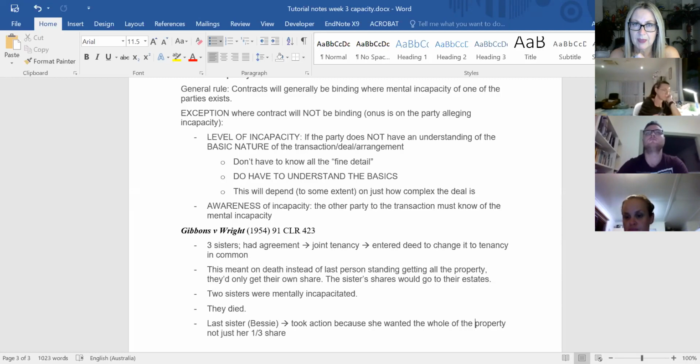So same way in Gibbons and Wright, the beef was really that the executors of the two sisters that had passed away were not doing anything to unpick that contract. They could have, but they decided not to. Okay, but that's a good question. Okay, what's the other one?